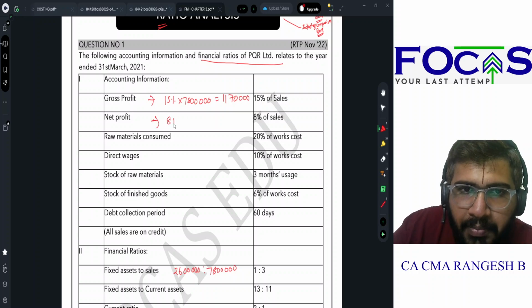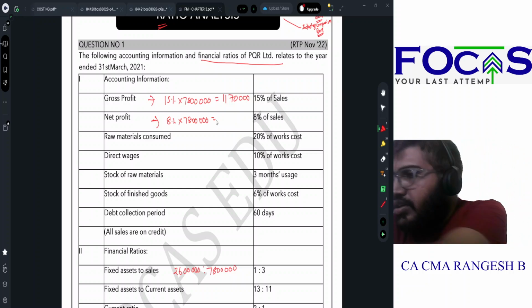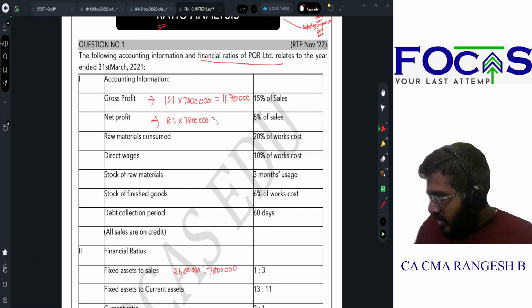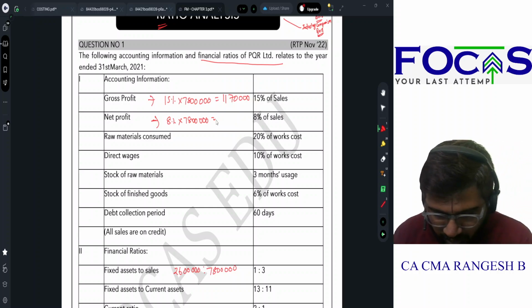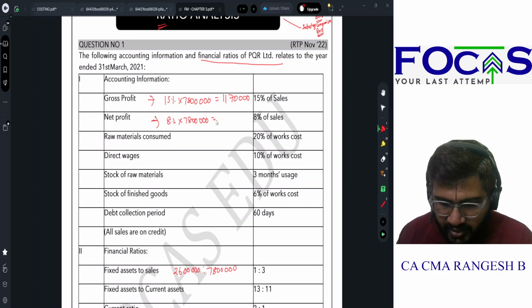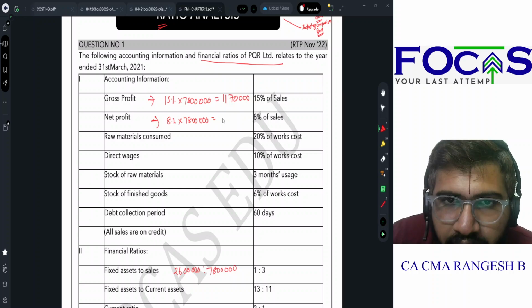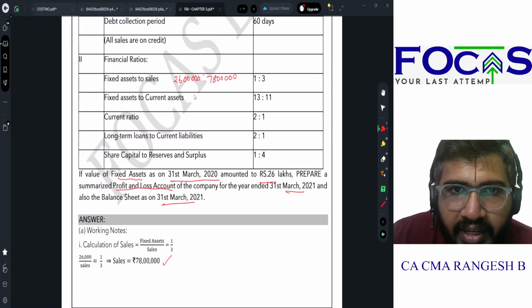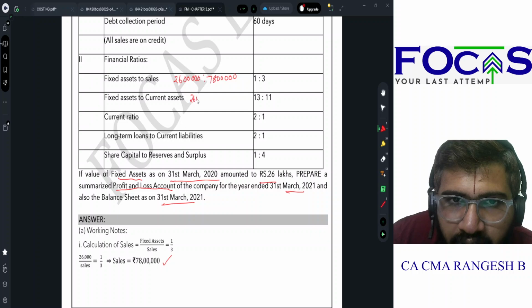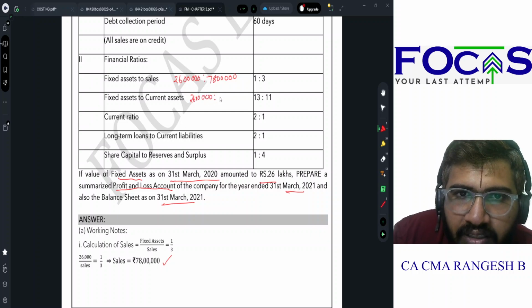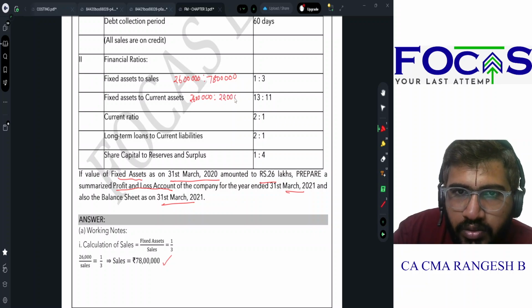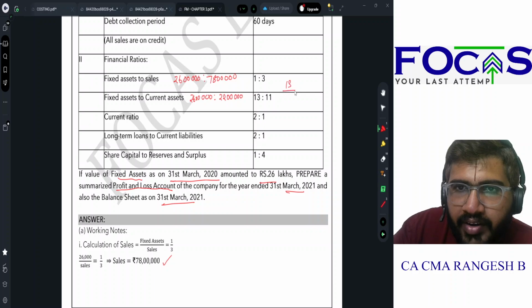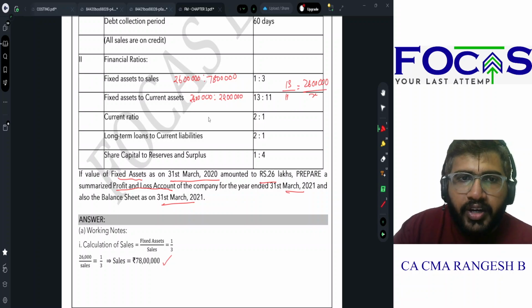Net profit will be 8% of 78 lakhs, which will be how much? Where's my calculator? It's here. So 78 lakhs into 8% gives you 6,24,000, right? So fixed assets to current assets. Fixed assets is 26 lakhs, which is 13, is to current assets how much? It will be 22 lakhs. How, sir? 13 by 11 is equal to 26 lakhs by x. If you solve this, x comes to 22 lakhs.